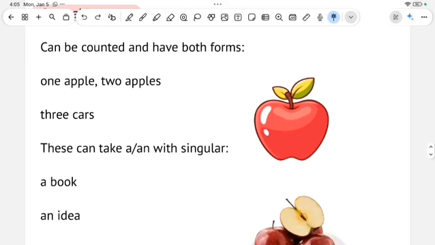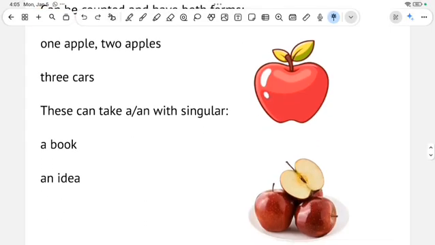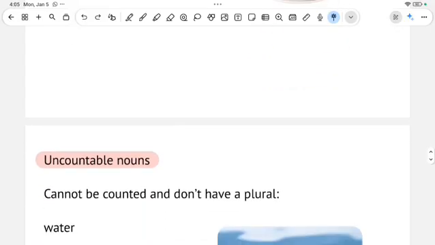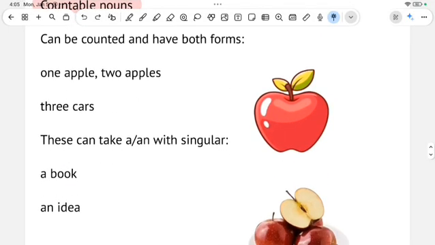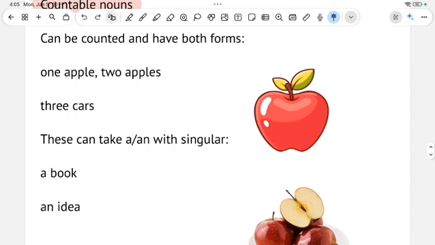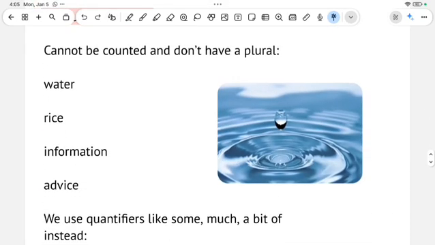This can take an with singular as well, if you know the articles. If you don't know, don't worry, you can watch the video on our channel as well. Okay, a book, an idea. There I have talked completely about articles, so you can watch that. Okay, but if we talk about uncountable nouns, that refers to uncounted. It cannot be counted and doesn't have a plural form as well. Keep it in mind, it doesn't have any plural forms. Like countable nouns have plural forms, one apple will become two apples, but uncountable nouns don't have any plural form.